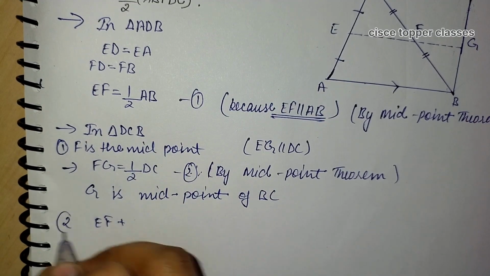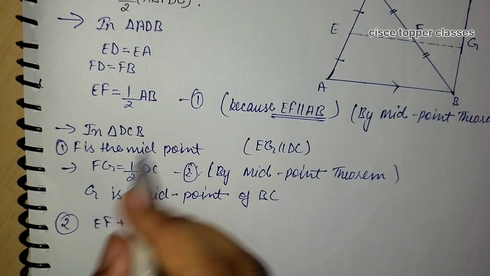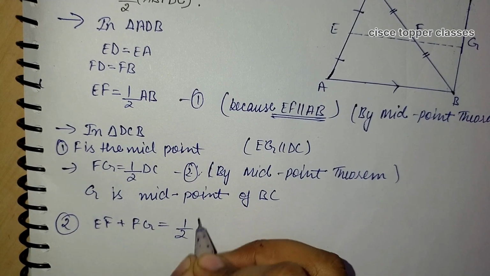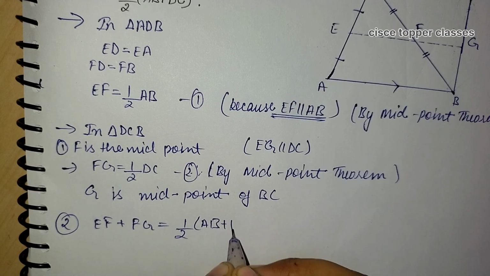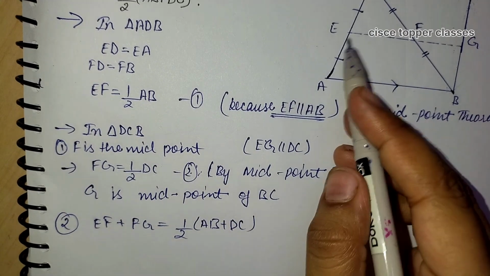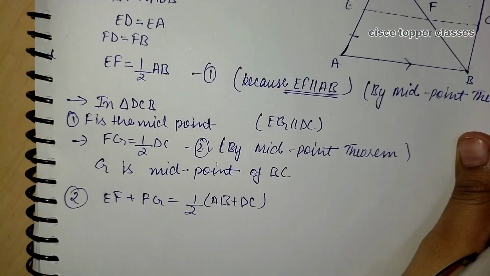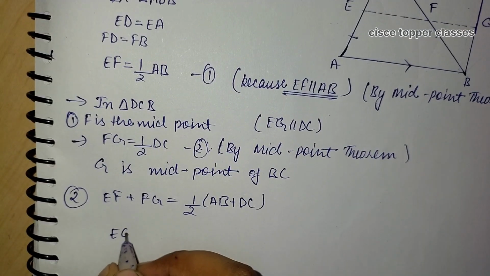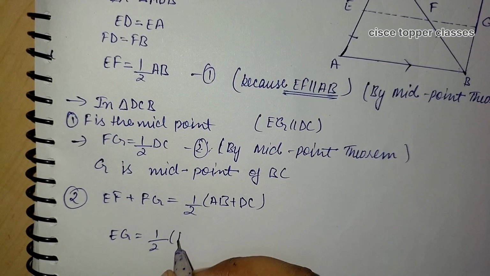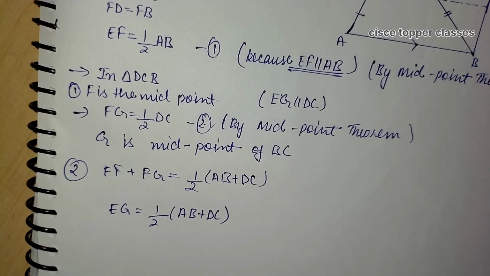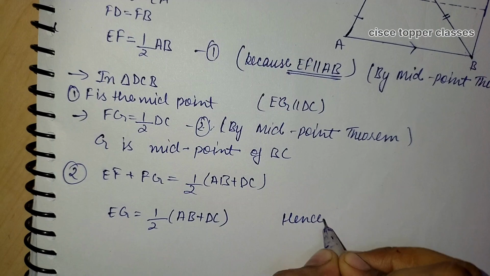Now for the second part, by adding the first and second equations, EF plus FG is equal to half of AB plus DC. EF plus FG will be equal to EG. So simply we can write EG is equal to half of AB plus DC. This is what we had to prove, hence proved.